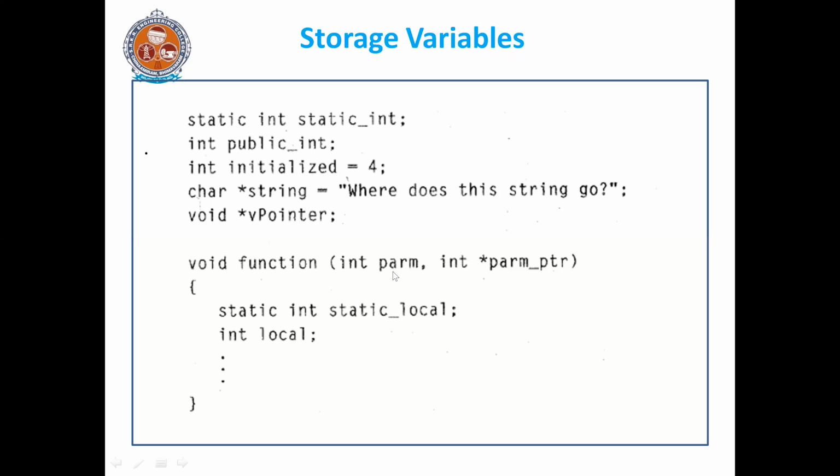But suppose you consider in this function param and asterisk param pointer, these two are private to this particular function. So that's why these two variables will be stored on the stack of this function. And again, static int is also stored in a fixed memory location. And in the case of int local, this is also a local variable to this function. So that's why this variable is also stored on the stack of your function. So that means only param, asterisk param pointer and local are stored on the stack of your function.